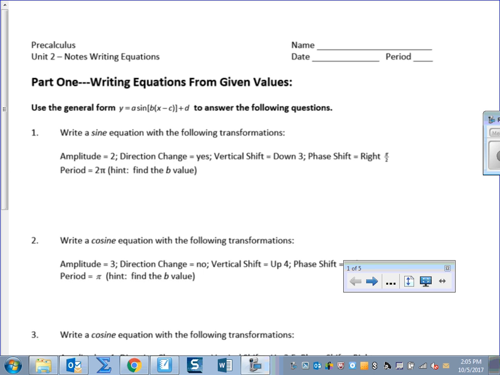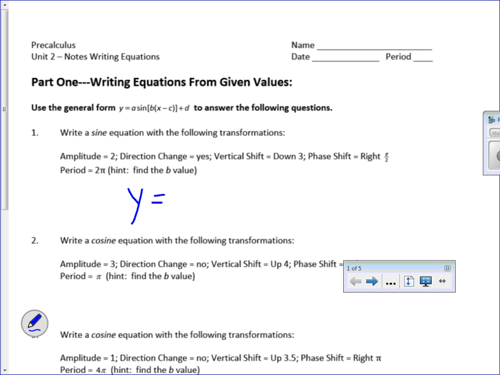So when it says write a sine equation, I write y equals, because that's what makes it a graph, I leave some space and I write the word sine. What did I just leave space for in the front? The A, the amplitude. What is your amplitude? 2, and the direction change equals yes means what? Negative. So I'm going to cross off both of those because I took care of both of those.